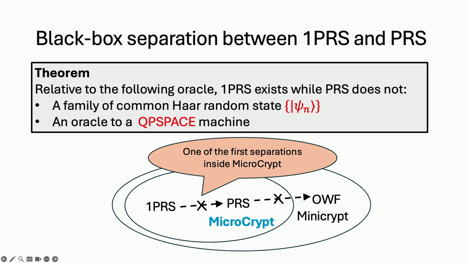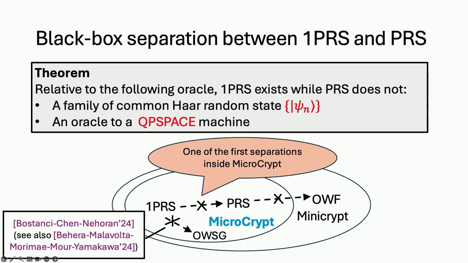So more formally, we show that relative to a family of common Haar random states and an oracle to a QP-space machine, one PRS exists while PRS does not. So this is one of the first separations inside microcrypt. And the CHRS model turns out to be useful for other problems. So a very recent work by Bostanci, Chen, and Nehoran showed a separation between one PRS and one-way state generators, where they also used the CHRS model in their proof.